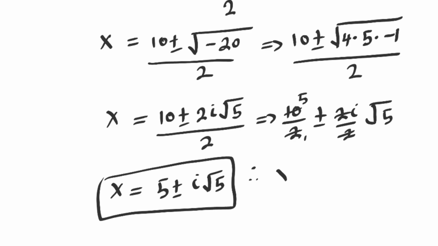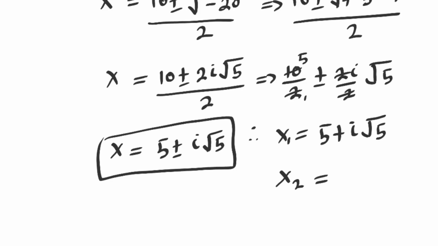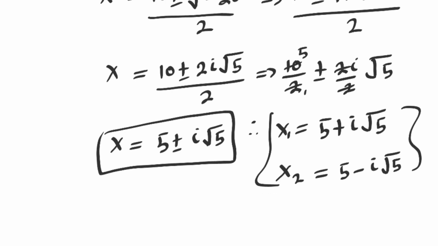Therefore, x1 is equal to 5 plus i root 5, and x2 is equal to 5 minus i root 5. Here are the values of x. We've gotten the value of x. Let us solve for y.